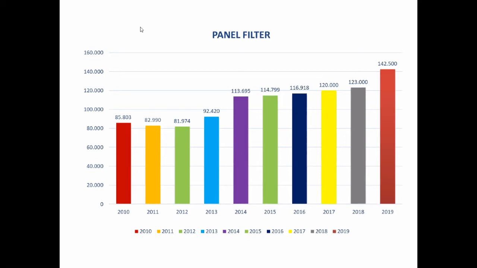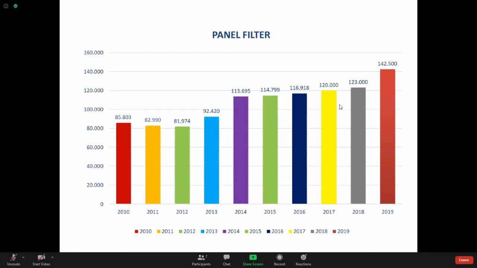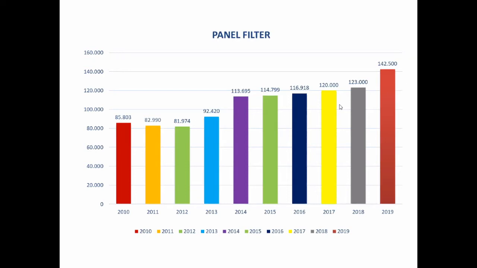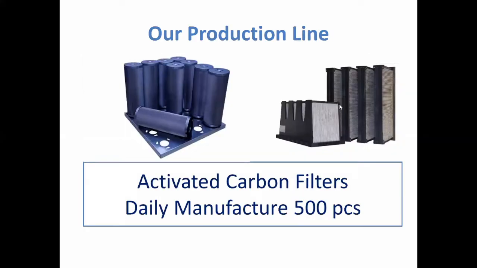As you can see, the increase is obvious because we expanded our capacity with machines, with employment, and also the orders, because when we give the solution to our customers, they also get all other filters like coarse filters, fine filters. So it affected our 2019 numbers, which is 142,500 pieces was last year's production quantity.